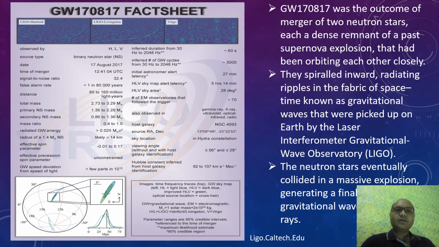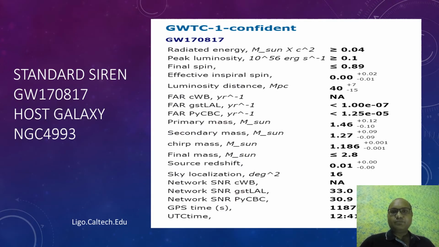The various fact sheets for GW170817 are shown here. The most important facts I would like to put here are that the primary mass was 1.46, the secondary mass was 1.27, the chirp mass was 1.186, and the final mass was less than 2.8. This event was observed from the host galaxy NGC 4993, and this has been very important for measuring a few parameters from the host galaxy.